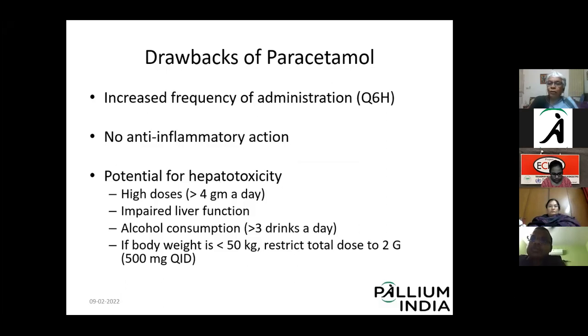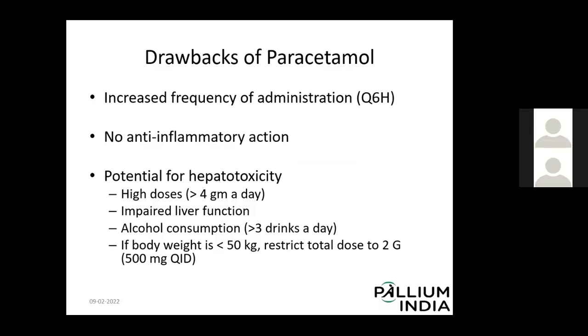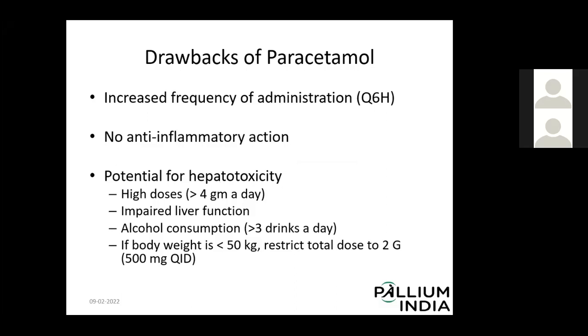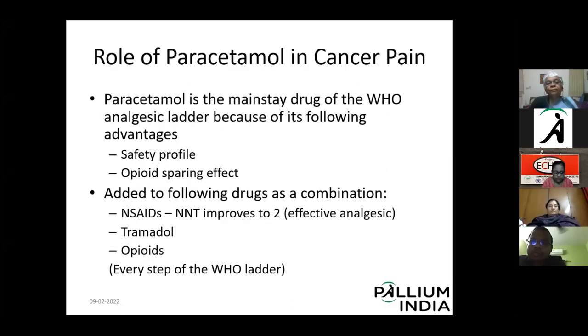But there are certain drawbacks of paracetamol, and that is the increased frequency of administration. Its half-life is 6 hours, so you have to give it every 6 hours. It does not have an anti-inflammatory action, and it has the potential for hepatotoxicity, particularly when you're giving it in a high dose, in those with impaired liver function and those taking alcohol of more than 3 drinks a day. And if the body weight is less than 50 kilograms, then you must restrict the dose to 2 grams. That is 500 mg QID.